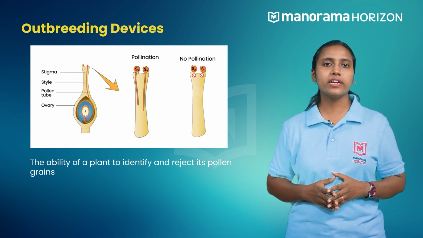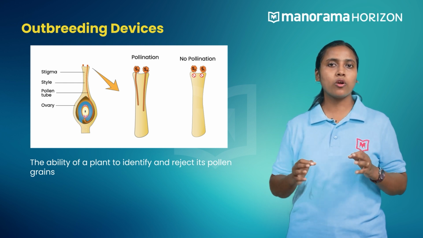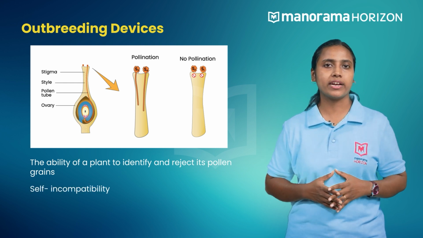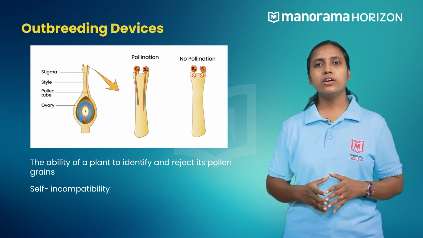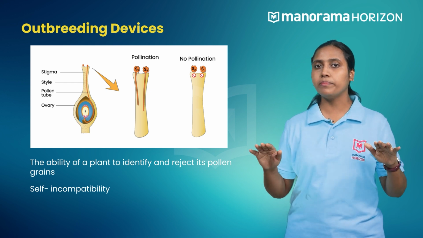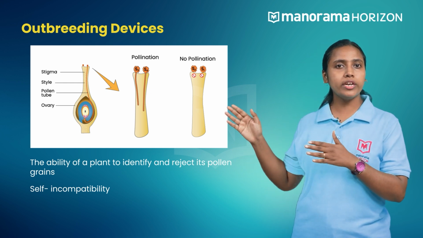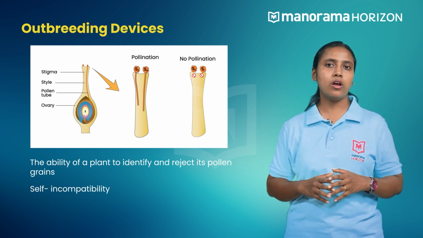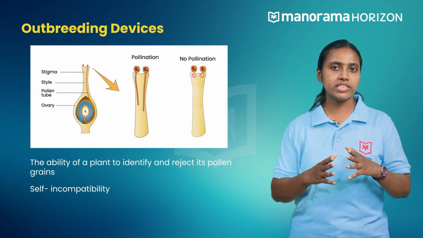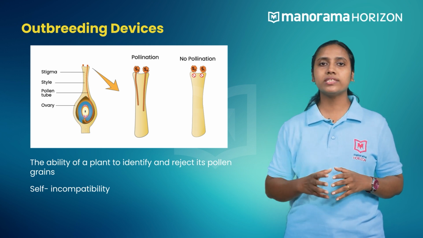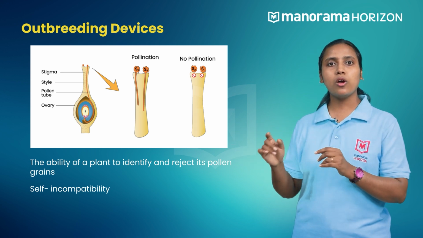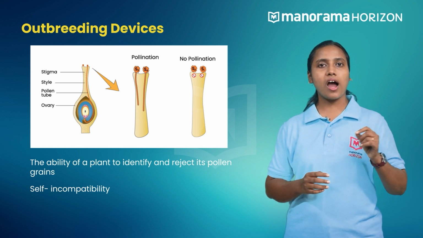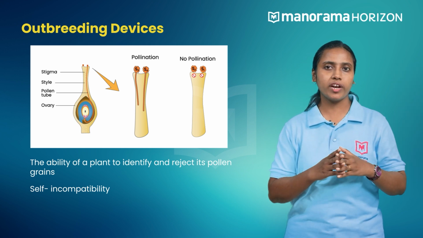It is regulated by genes and is called self-incompatibility. Here, the pollen grains do not germinate and the pollen tube does not grow on the stigma of the same flower or other flowers of the same plant. It ensures that pollination occurs only when pollen grains are from a genetically different plant.